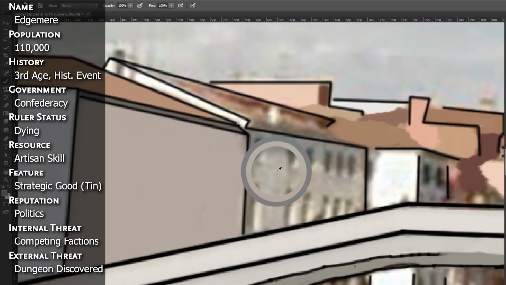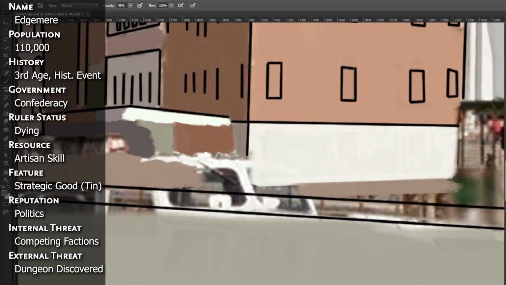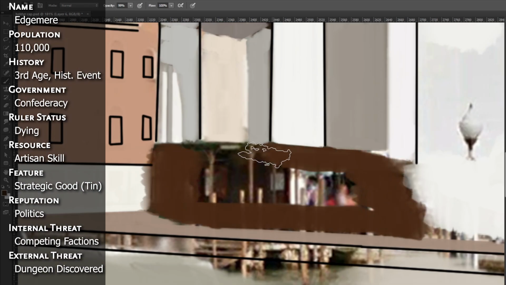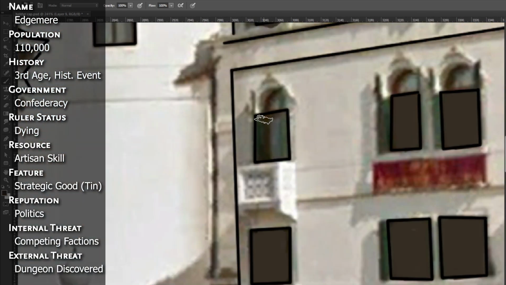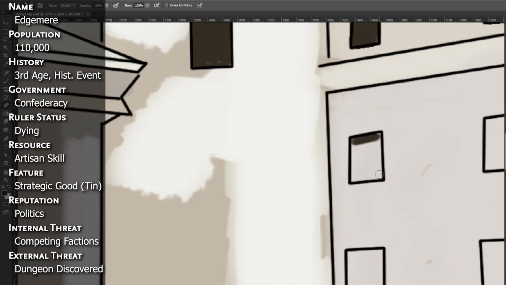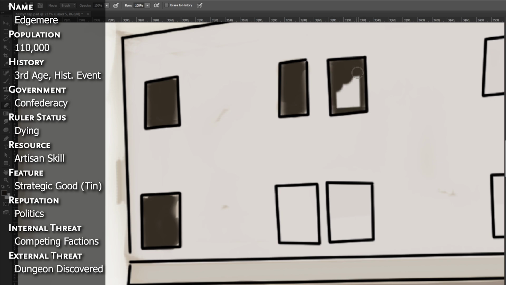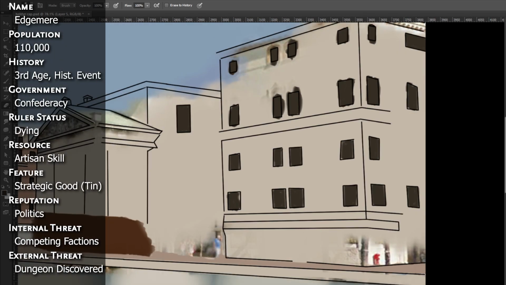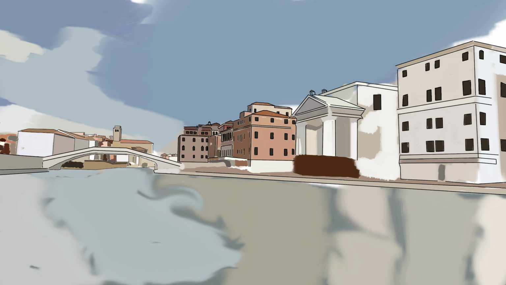Its government functions as a confederacy of microstates, which has given the city a well-earned reputation of cutthroat politics. Most of the time, the politicking stays out of the public eye, but now and then it bleeds into the forefront. And with one of the city's most influential magistrates on their deathbed, another chapter of political drama in Edgemere looks to be right around the corner.